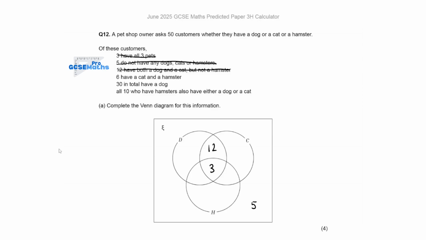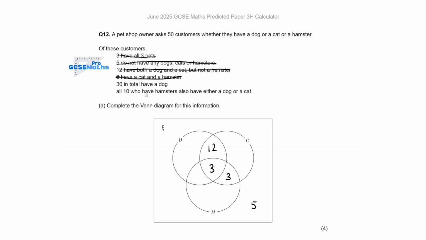So I think what that's referring to is these 2 sections, because they have not specified that they don't have any dogs. So this must add up to 6, which means the missing part is just 3. So just be aware of that when you get this question. Have they mentioned this and not the third, or just this and this? And then 30 in total have a dog, so that means the whole dog circle is 30, but I'm missing 2 pieces, so I can't really do anything with that just for now.